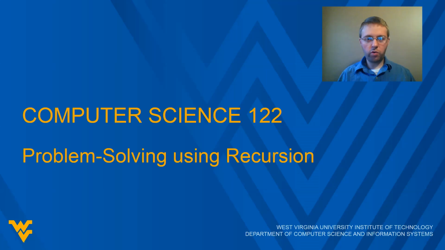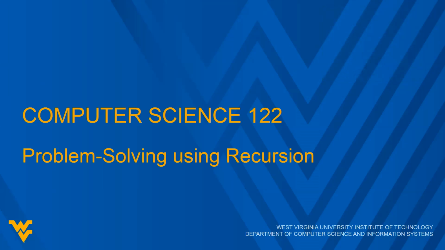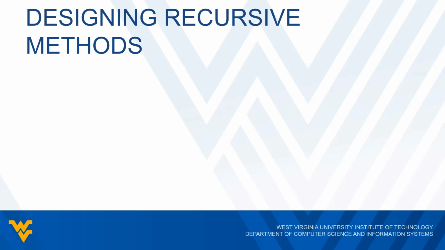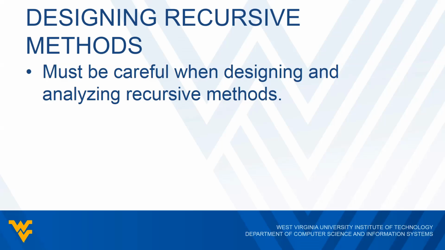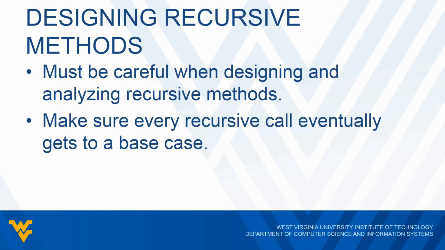In this lecture, we will take a look at how to solve specific problems using recursion. Whenever we design recursive methods, we have to be very careful whenever we're designing and analyzing them. The main reason is we have to make sure that every recursive call eventually gets to a base case. Otherwise, we're going to get the issue of infinite recursion that we talked about in the last lecture. And as we mentioned, if we do get infinite recursion, we're eventually going to run out of memory.